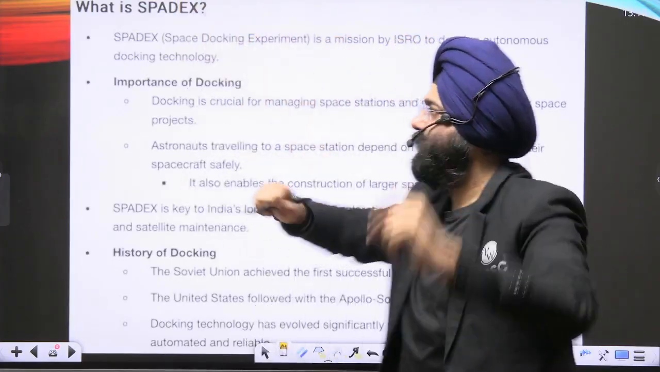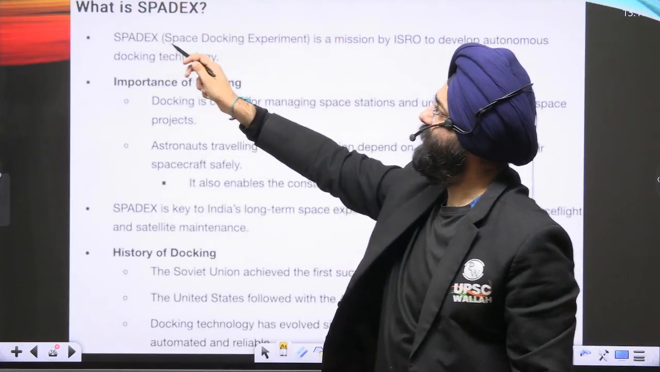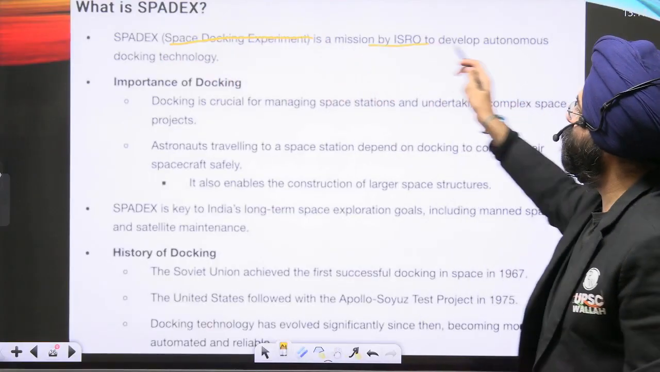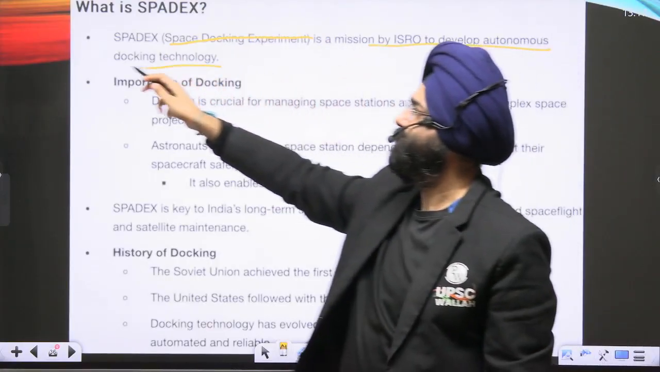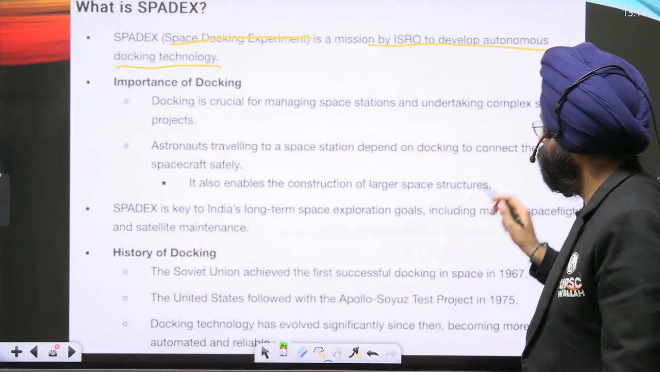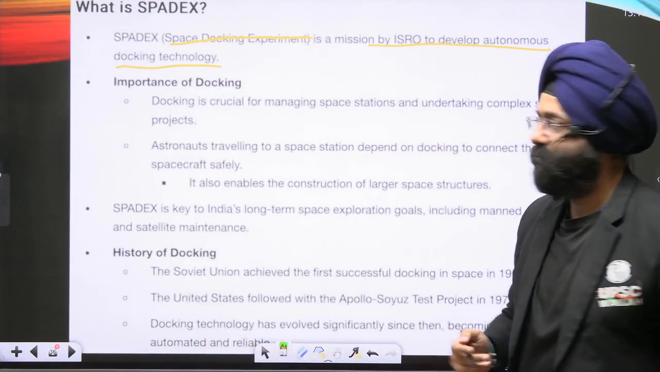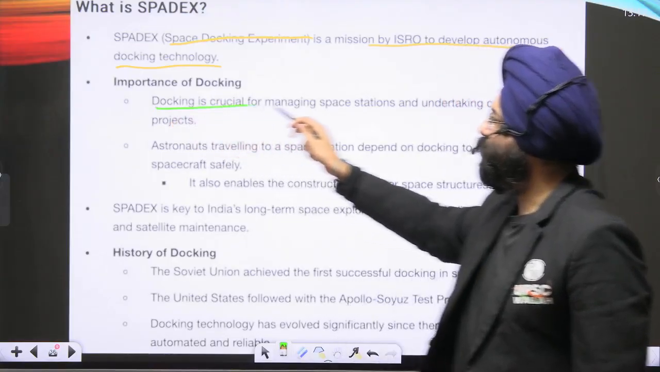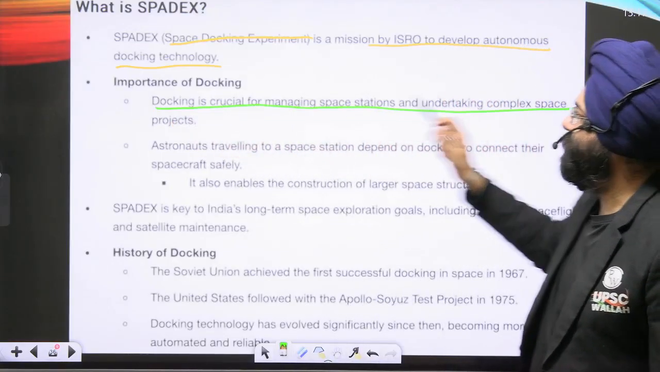So that is why you realize Spadex is the space docking experiment, a mission by ISRO to develop autonomous docking technology. Now, these are the experiments that are being done so that in the future, when we create our own space station, we are able to do that. Importance of docking. Docking is crucial. Managing space stations, undertaking complex space projects.